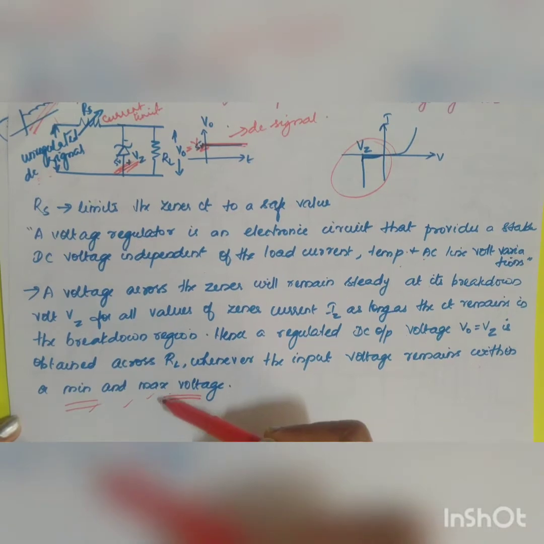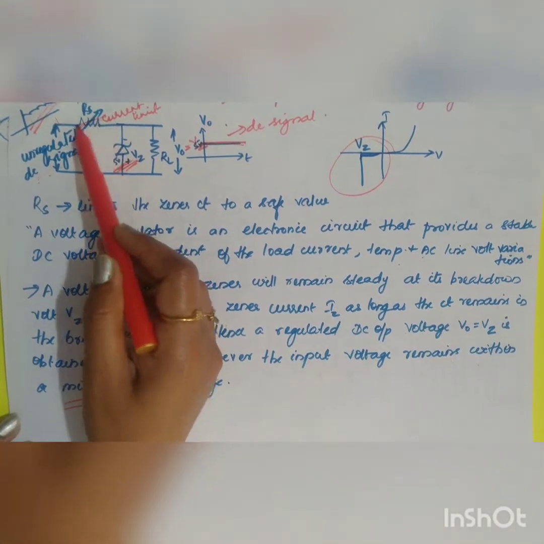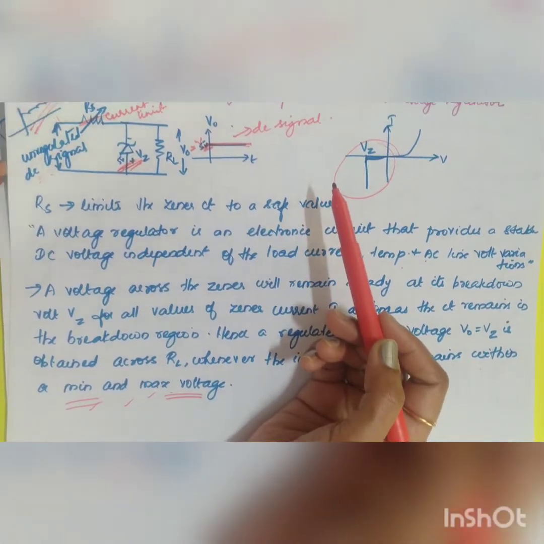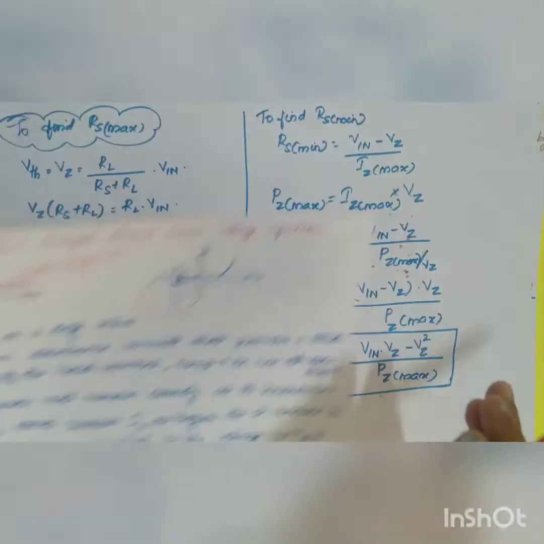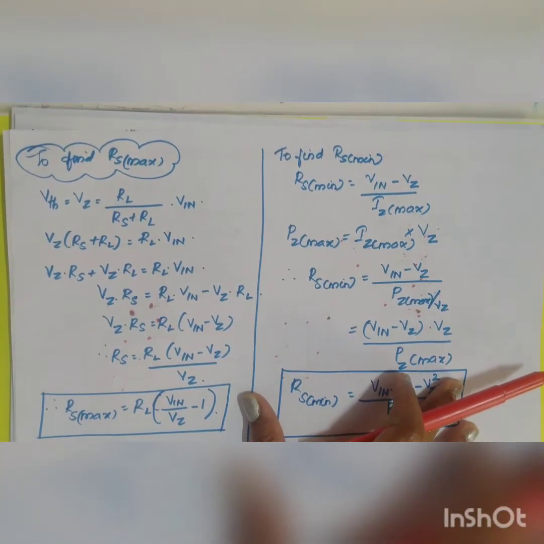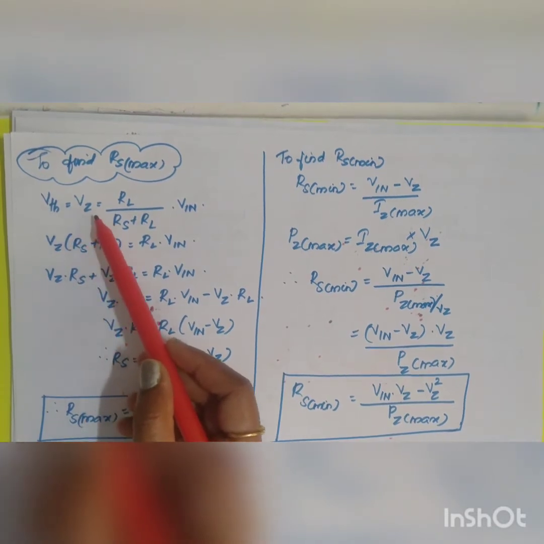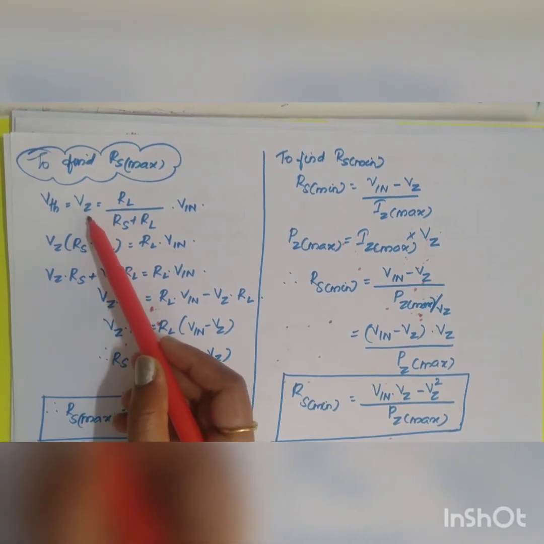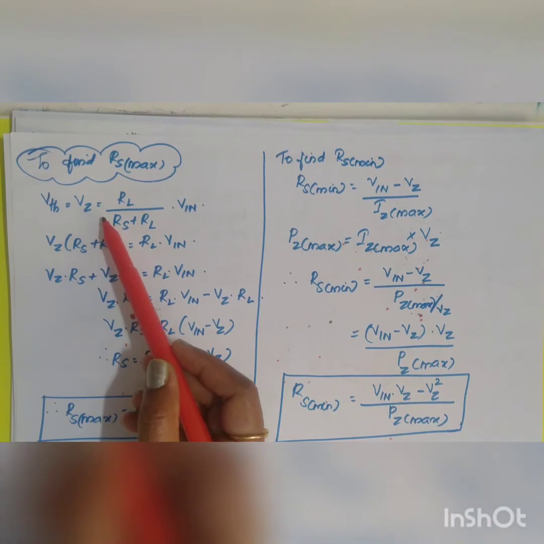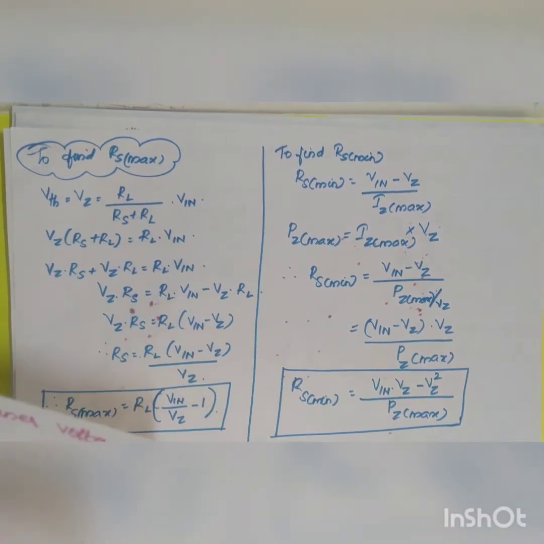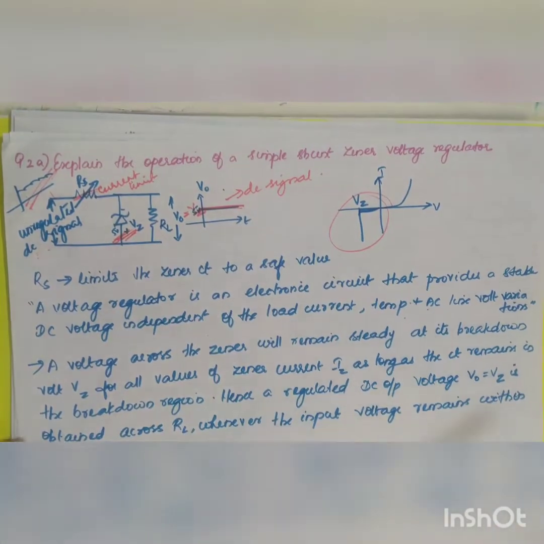Since your input resistor is controlling, let us find out the values for RS max and RS min. Okay, so in order to find out the RS max, you have to find out your Thevenin's voltage or your voltage Vz. So what will be your voltage Vz? Vz will be found by applying the voltage division rule.